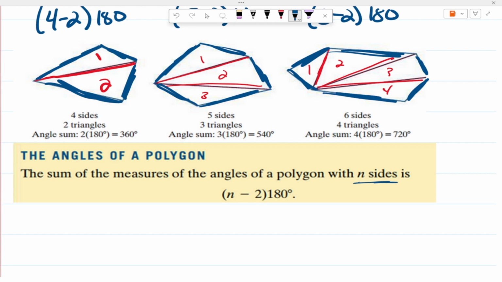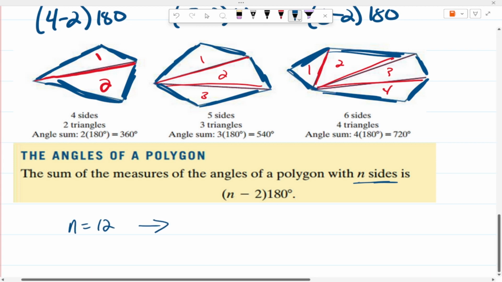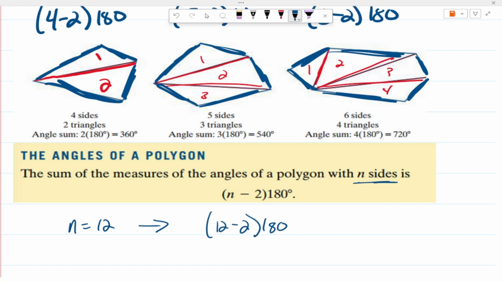So if you had, let's say, a dodecagon, which is a 12-sided shape, so when n equals 12, we get 12 minus 2 times 180, or 10 times 180 equals 1800. So the sum of all of the measures of the angles in a dodecagon has to be 1800.